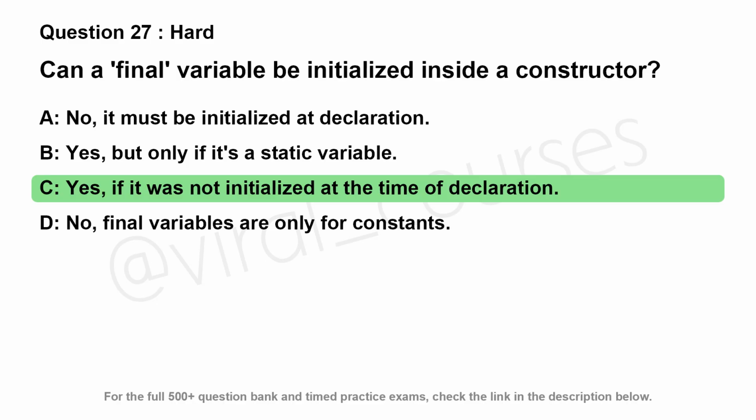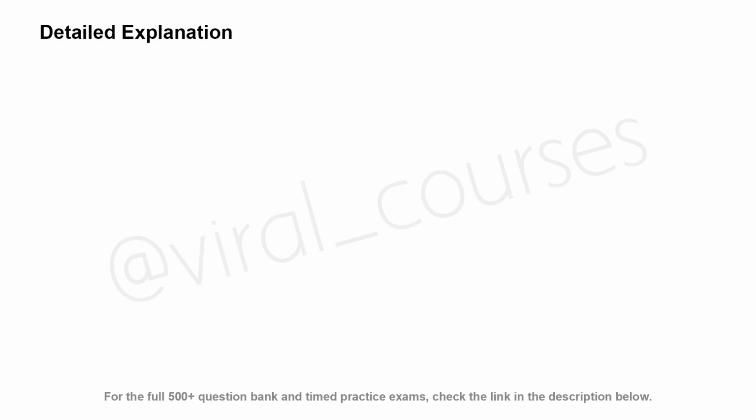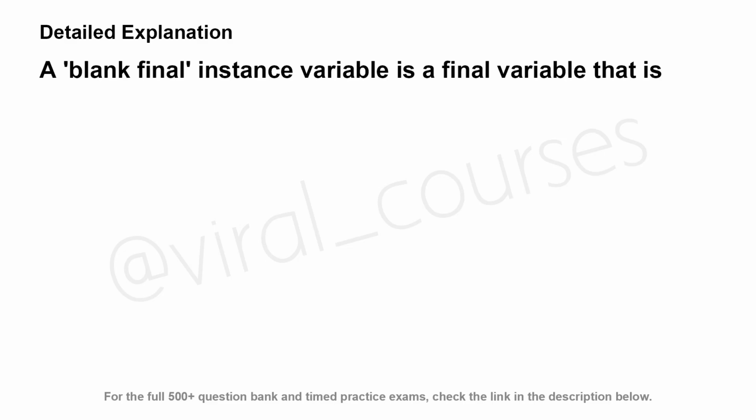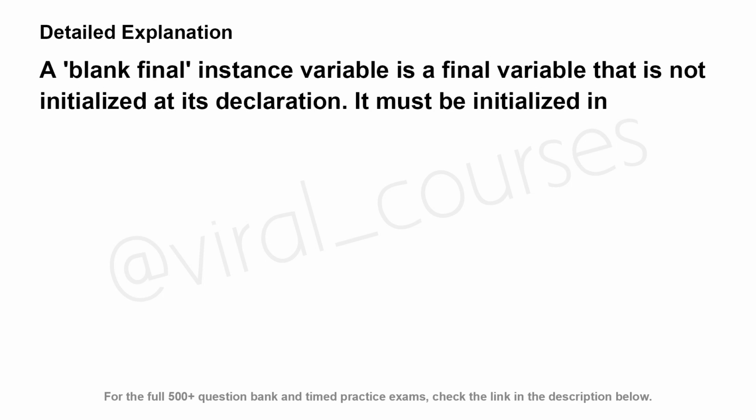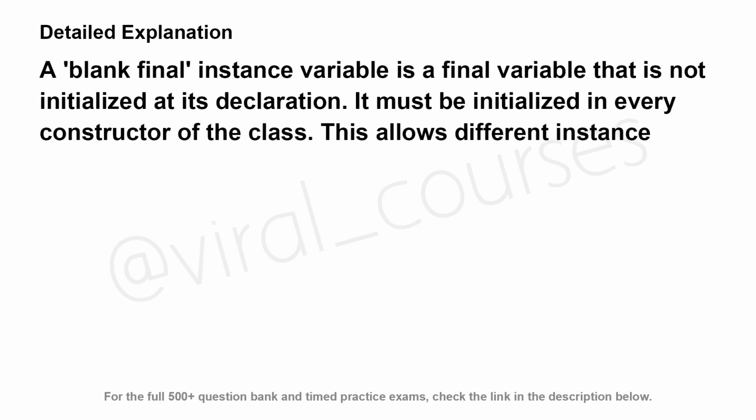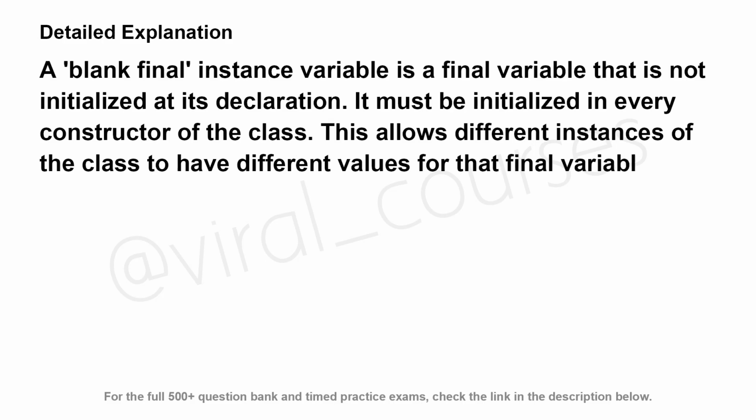The correct answer is C. A blank final instance variable is a final variable that is not initialized at its declaration. It must be initialized in every constructor of the class. This allows different instances of the class to have different values for that final variable.